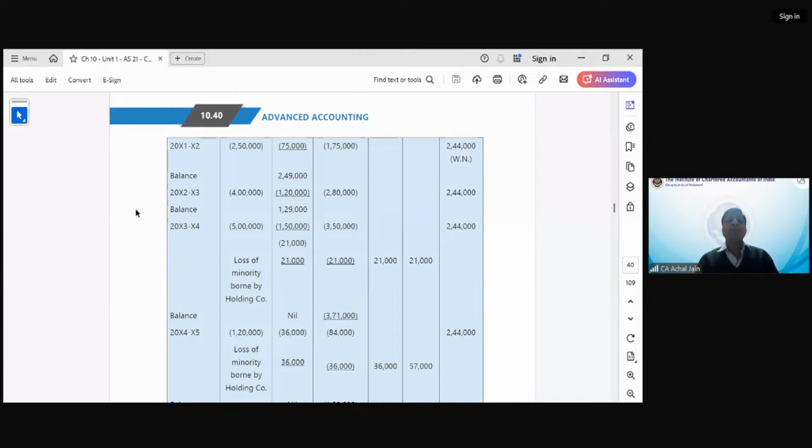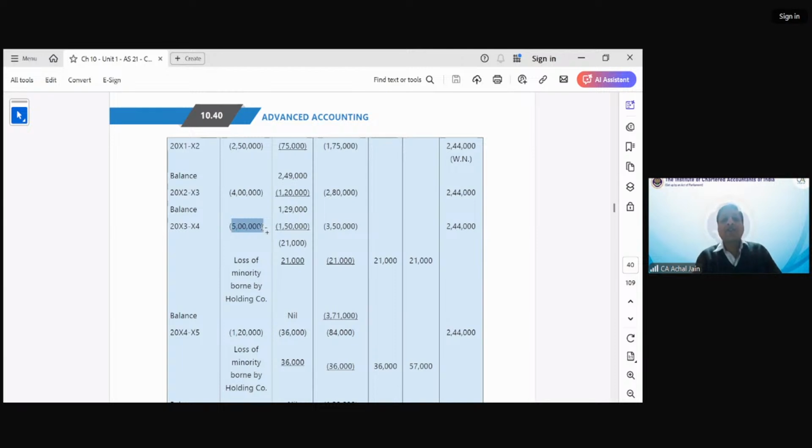So that means minority still has the balance to absorb any loss. Okay. So there is no loss which belongs to minority which we need to pass on to majority. Majority means the holding company. Okay. So that's why only 2,80,000 will go to holding company. Okay. Now, let's move on to third year. In the third year, what will happen? There is a loss of 5 lakh.